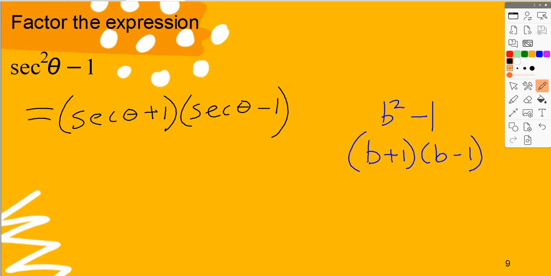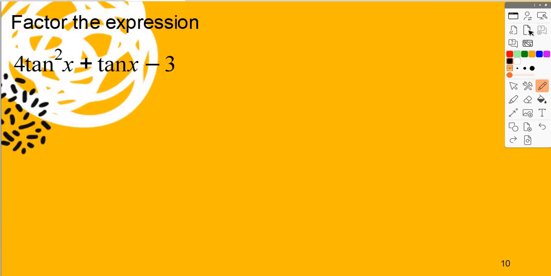Questions on that? Okay. What other types of expressions have we spent a long time factoring? So this is a binomial, right? There's two of them. Polynomials, but specifically trinomials, right? So we're also going to see lots of trig trinomials as well. But luckily they're going to factor pretty similarly to how our other trinomials factor.